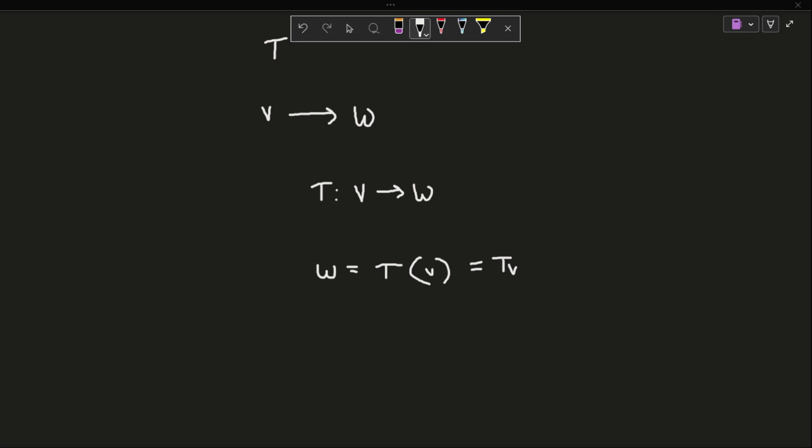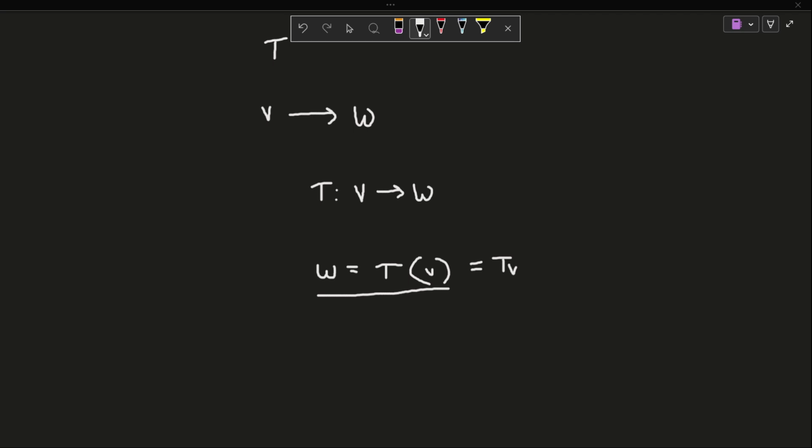if you are completely sure that T is a linear transformation. The image of T is going to be the set of all vectors in W that are matched with our vectors in V under this rule, this correspondence that T does. And so W is in the image of T if and only if there exists some vector V in big V such that W equals TV.